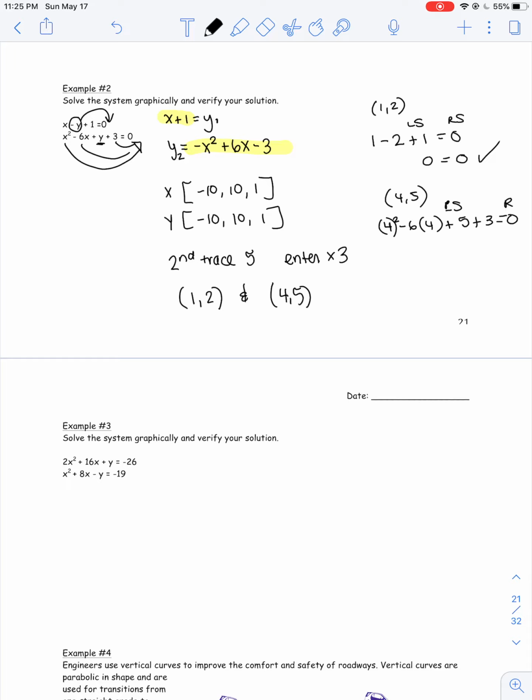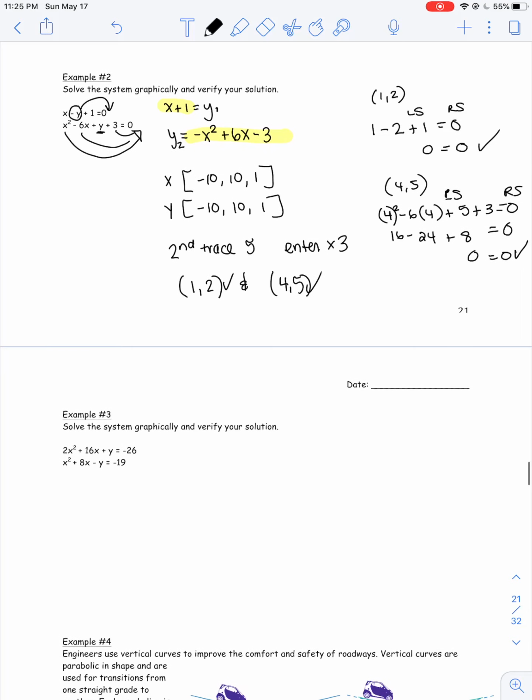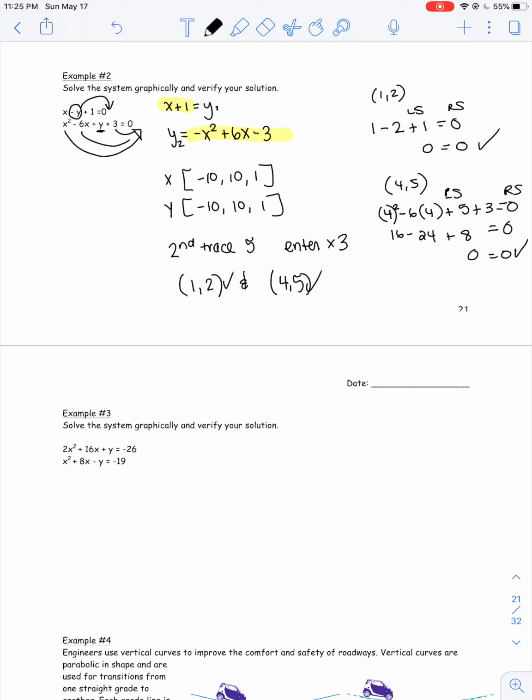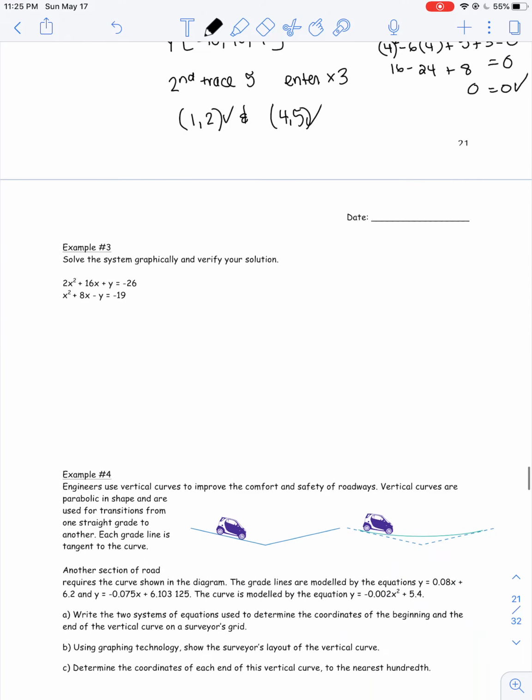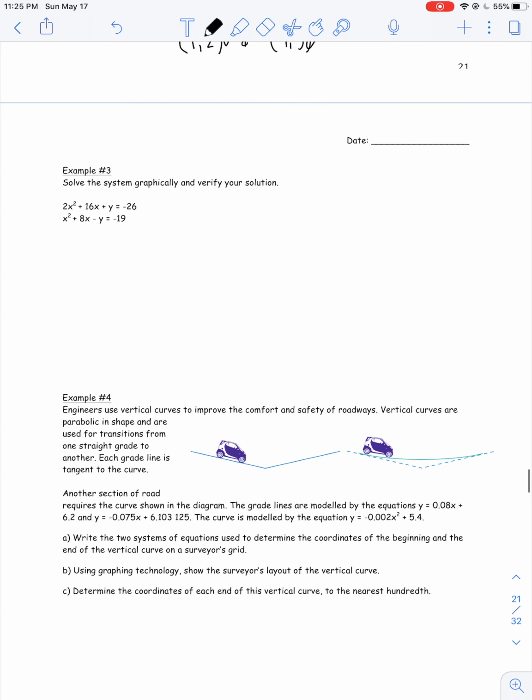Does that equal 0? The left side is all this and the right side is 0. 16 minus 24 plus 5 plus 3 is 8. Well, 16 plus 8 is 24, and if you subtract 24, that will be 0. So both sides are equal, so that does work. So these are both solutions to the equation. So that's how you verify. You plug it into both equations, see if the sides are equal to each other.